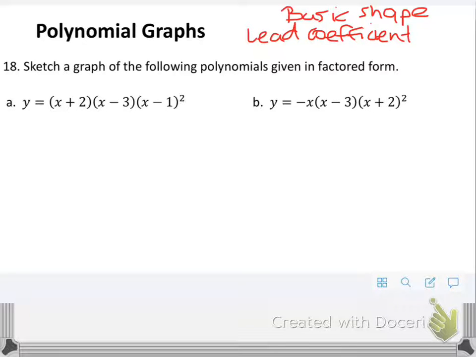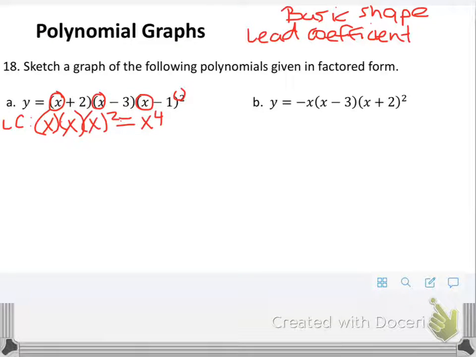The lead coefficient is just basically the x term to the highest power. So to do that, all we have to do is multiply all of the leading terms in each factor together. So for problem A, our lead coefficient is going to be x times x squared. Notice that that last factor was squared, so we have to square the x. And so that is going to give us x to the fourth power.